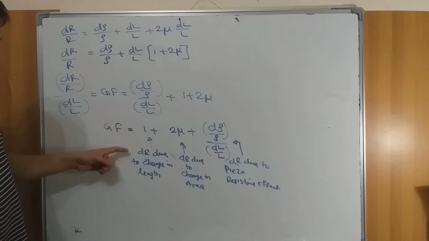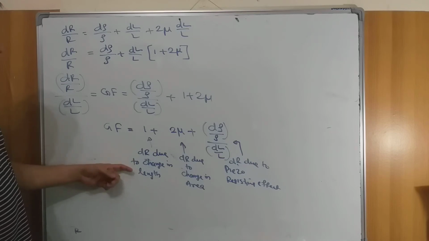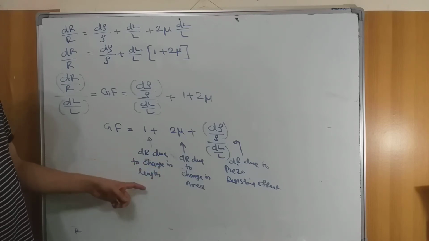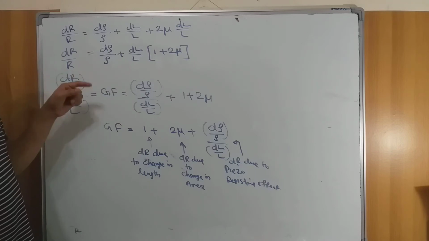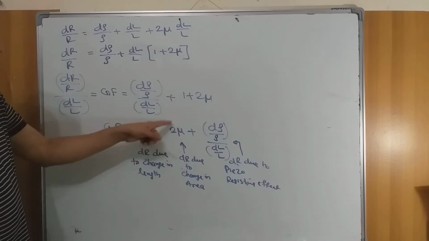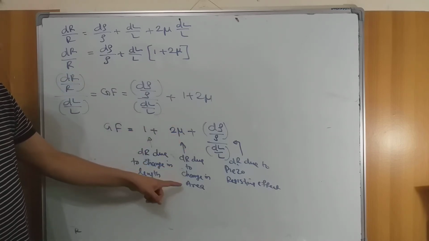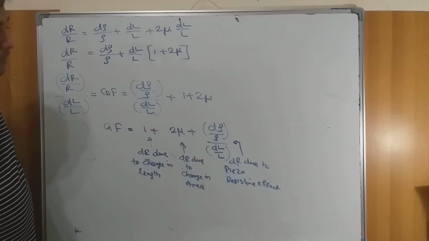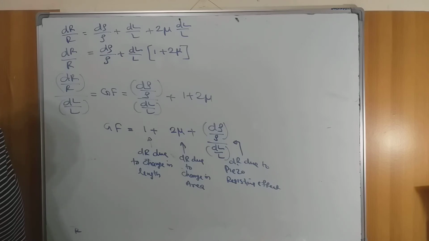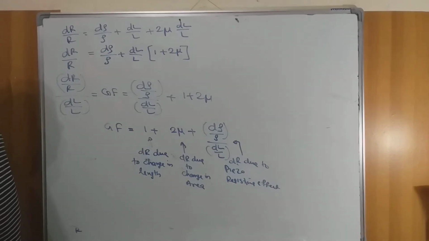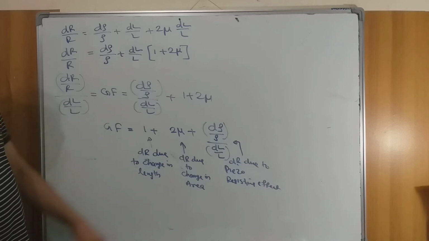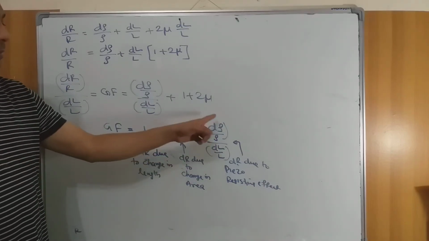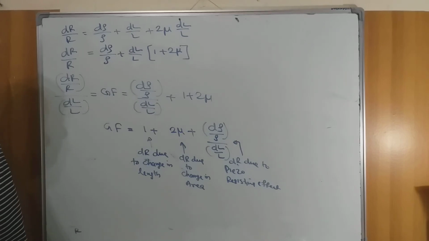So this part, 1, is nothing but the change in resistance due to the change in the length. Already we found it, del L by L, that form. This 2 mu is the dR by R because of the change that has happened with respect to area. Whereas this part, d rho by rho divided by dL by L, is the change due to the piezoresistive effect. And in most cases this value will be very, very small, because d rho by rho, the change in specific resistance with respect to rho, is very small or almost negligible.